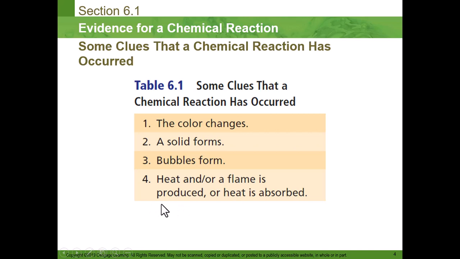You can hear that something is burning, or heat is absorbed in the reaction, speaking about exothermic and endothermic reactions, but we will deal with that later. So these are basically the four clues that a chemical reaction has taken place. There can be a color change, a solid that is formed, bubbles formed, there can be heat or flame that is produced, or heat that is absorbed.